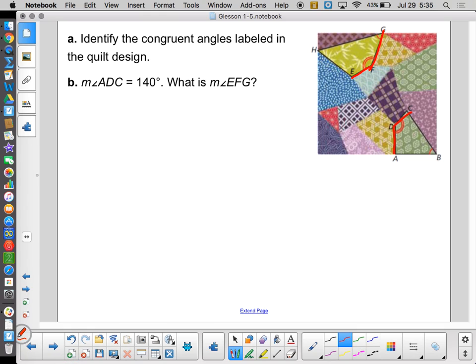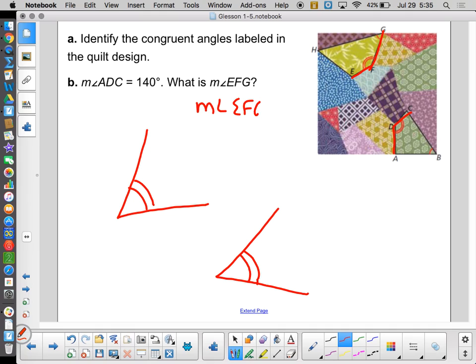You notice before we had the little tick marks for indicating congruent segments. In angles, what you'll see are little arcs. And a one arc angle is congruent to one arc angle. So that means angle G and angle B here have to be congruent because they both have just one arc. Also, a two arc angle is congruent to a two arc angle, which means it has the same measurement. So if the measure of angle ADC is 140, the measure of angle EFG, since they are congruent, also has to be 140 degrees.